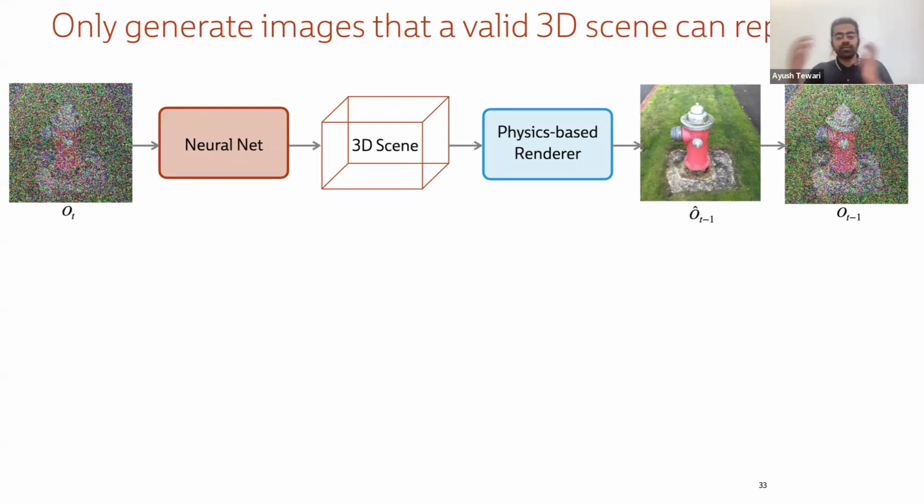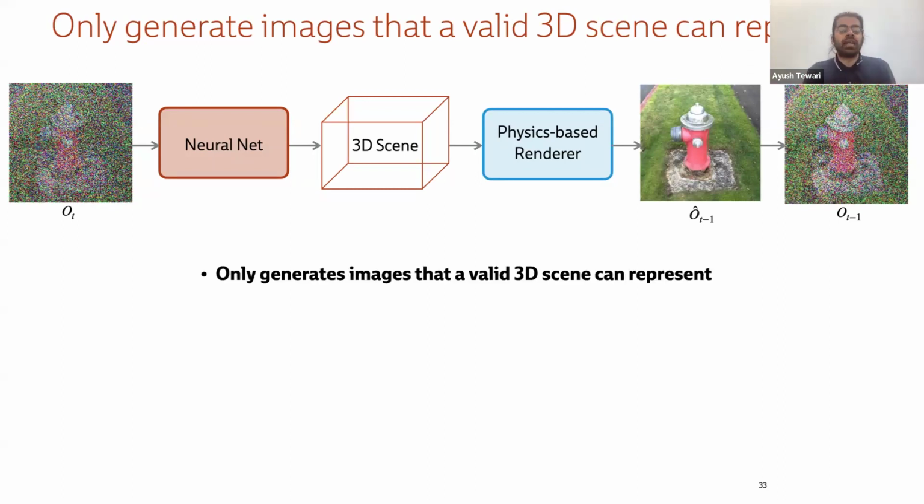Instead of the neural network directly giving us the denoised image, it's now going to give us a 3D scene. We simulate light through the scene to get an image, and that's how we get the denoised image, right? Even though the input-output behavior has not changed, we have made an important addition to the framework, which is that now the model is forced to only generate images that a valid 3D scene can represent. It cannot generate, by design, any impossible scene. It's not in the solution space of the model's search space, right? So that's good. We have figured out how to limit ourselves to producing images that only valid scenes can represent.